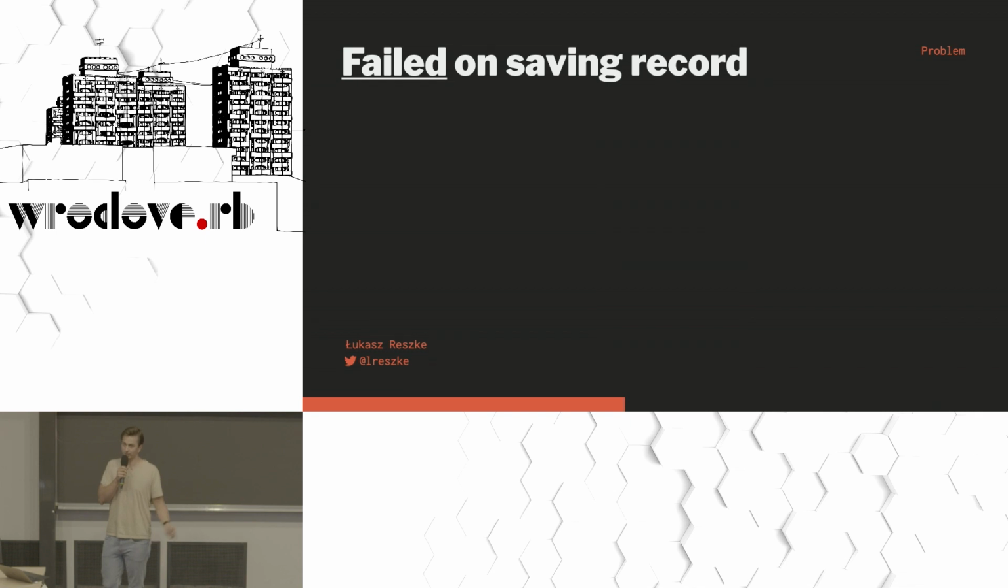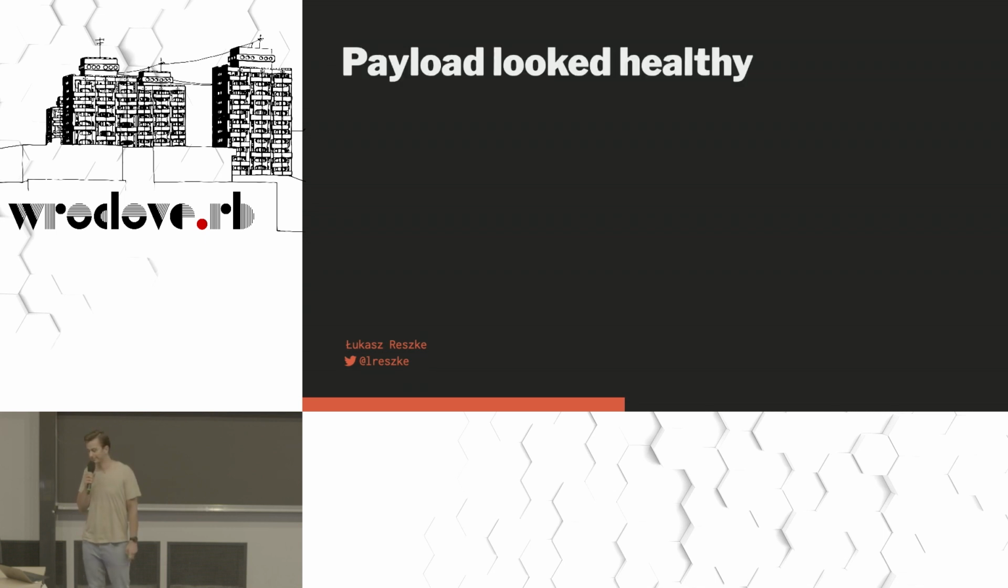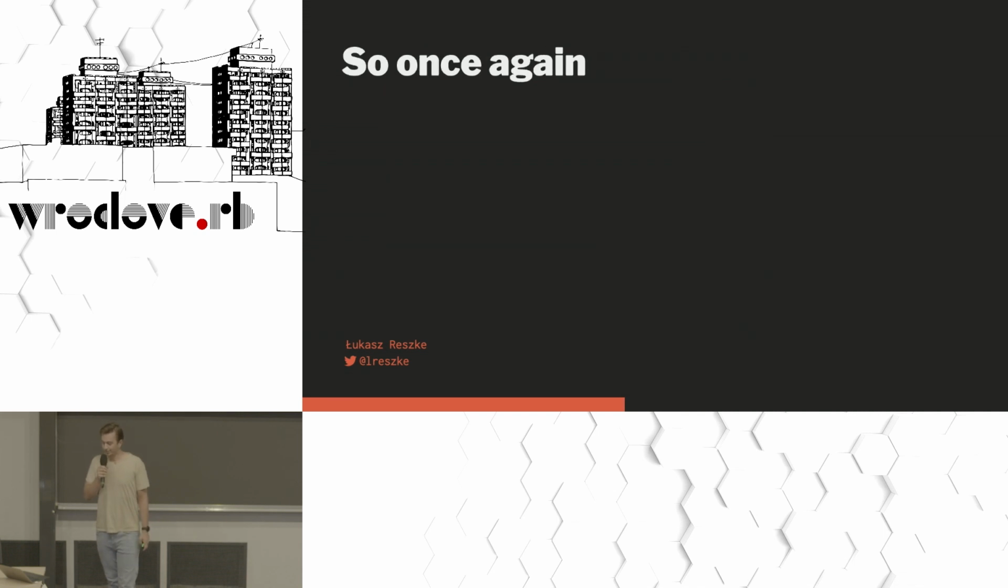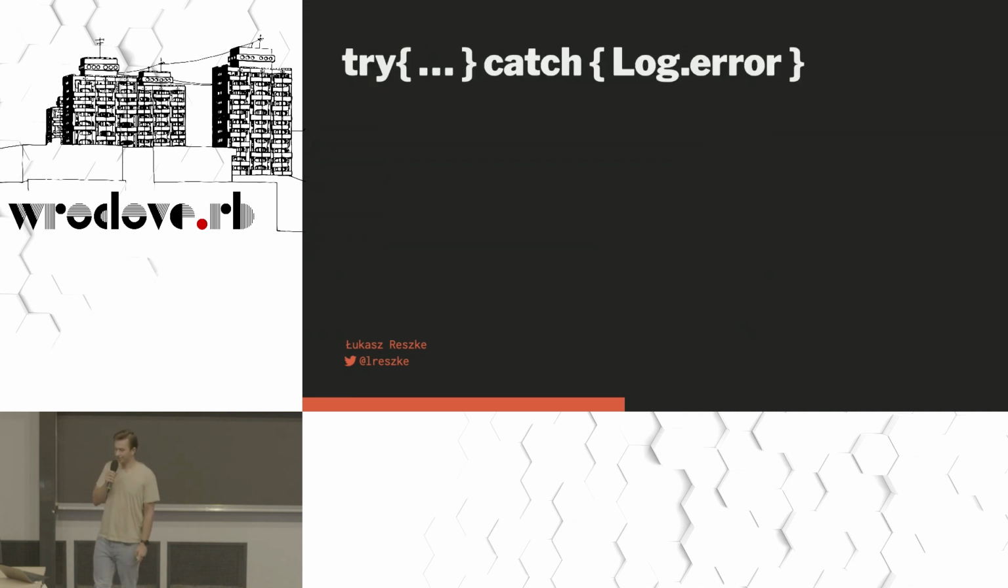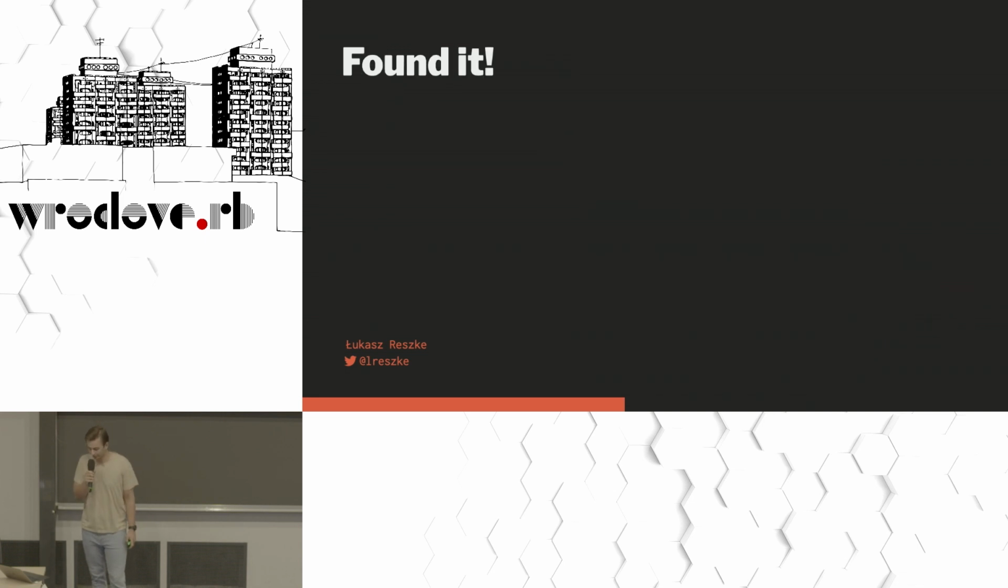But then I was like, okay, someone must have broken it. So I git blame, right? Another event sourcing thing. But there were no changes. So I'm like, okay, they must have changed the payload. The payload looked healthy. So once again, using the most advanced debugging techniques, I replayed the event. And then it was quite easy because I found it.